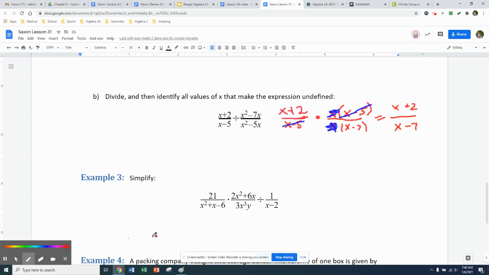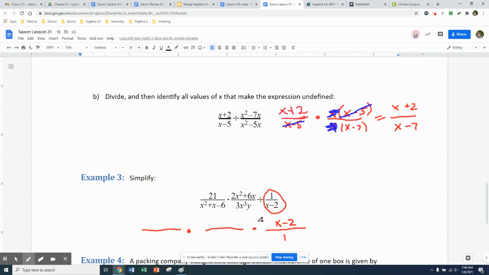All right. Now looking down at example 3, we have a fraction that's being multiplied by another fraction, and then we have this last fraction that's dividing. So we're going to first rewrite so that everything is multiplying, because we don't actually divide fractions, we multiply by their reciprocals. So this last fraction is going to end up changing to times x minus 2 over 1.